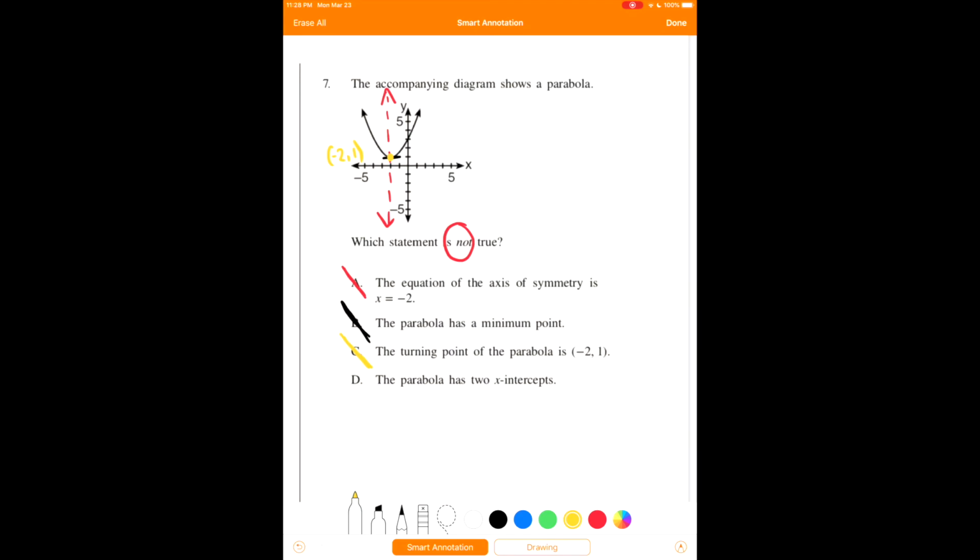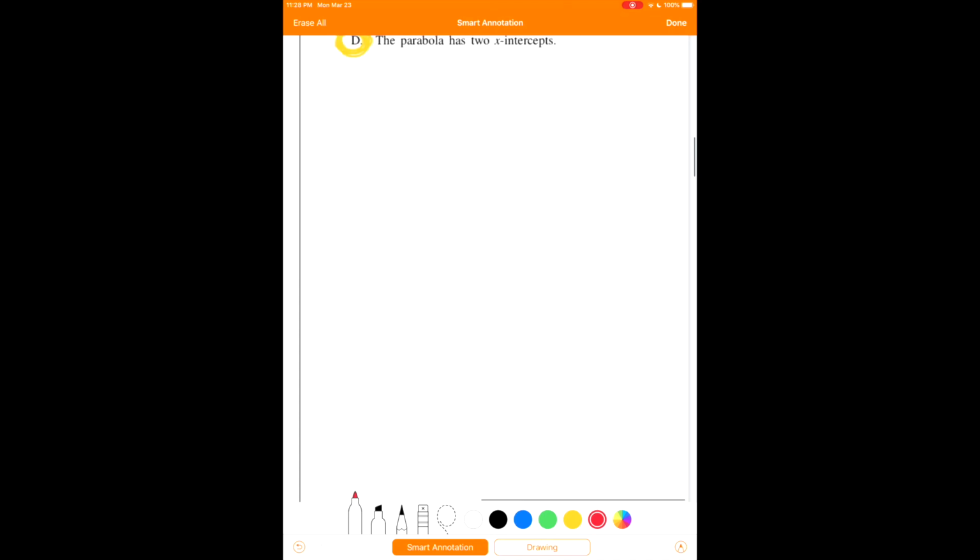And the parabola has 2 x-intercepts. This is your one that's false, because this parabola is never crossing the x-axis. Here's my x-axis, and I've never crossed it, so I don't have any x-intercepts on that.